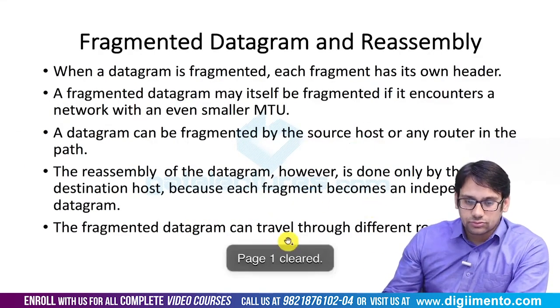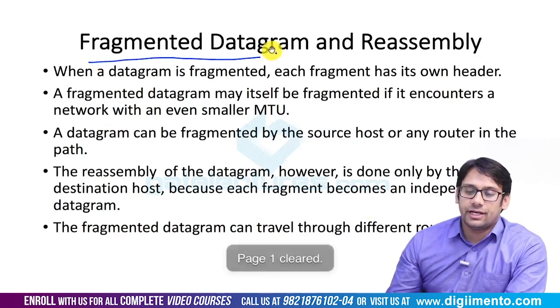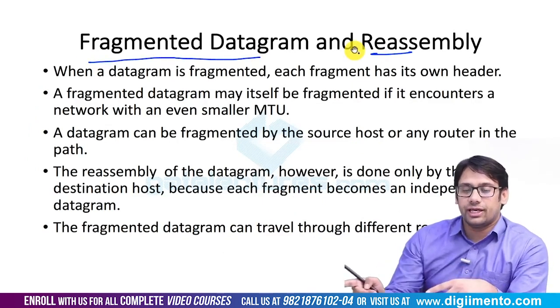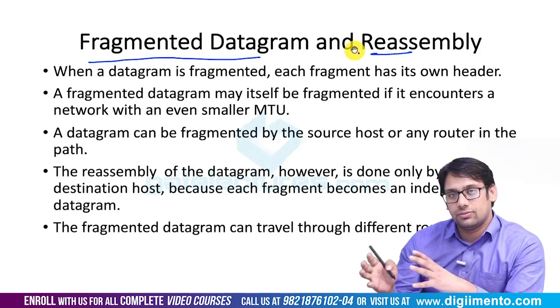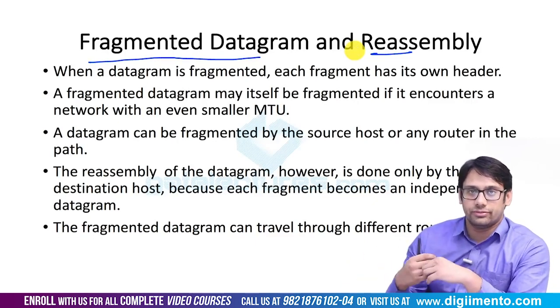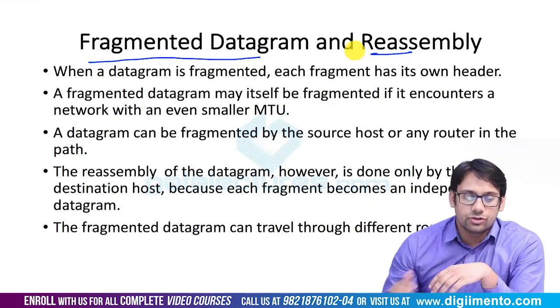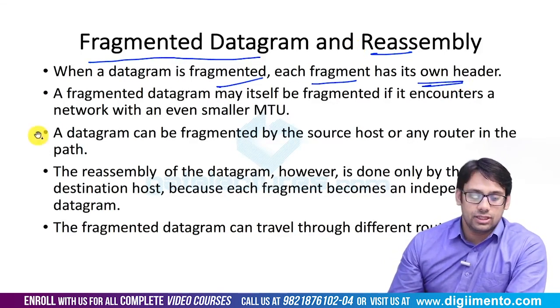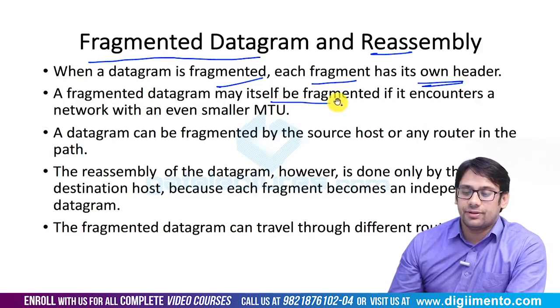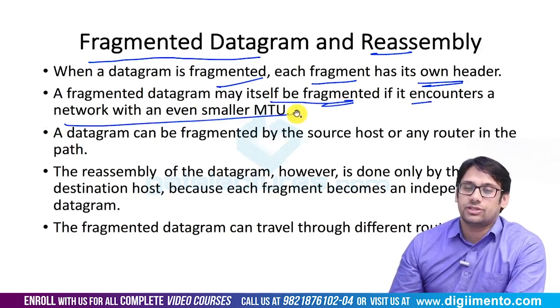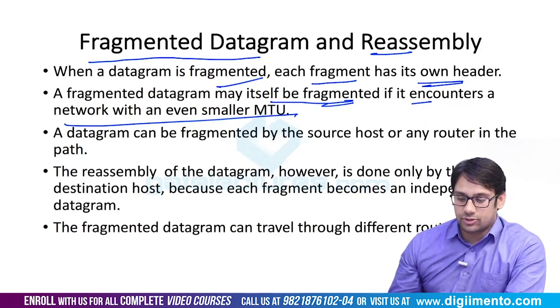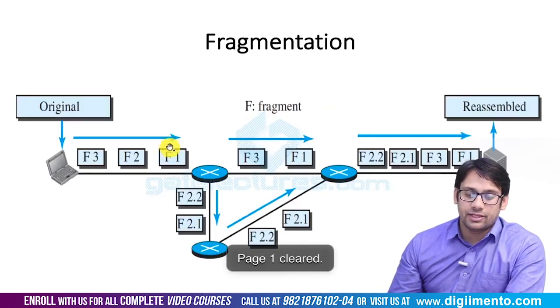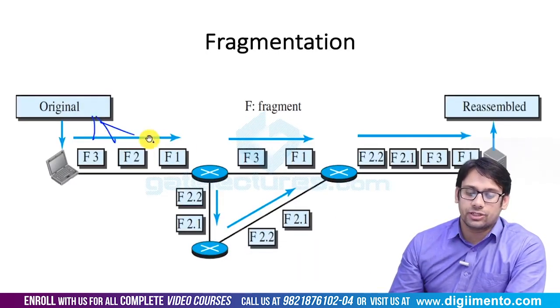Now this fragmented datagram is going to be reassembled at the user's end, who is going to read the entire datagram. When the datagram is fragmented, each fragment has its own header. The fragmented datagram may itself be fragmented if it encounters a network with an even smaller MTU. For example, you can see here the original message was fragmented into three messages.